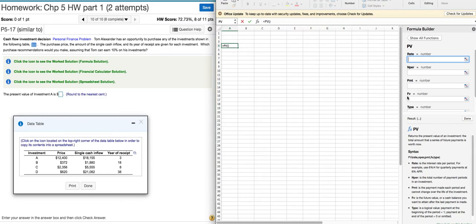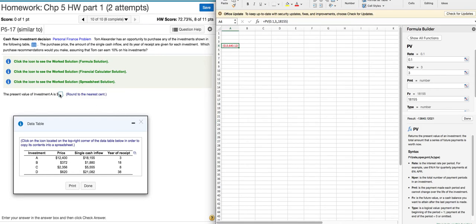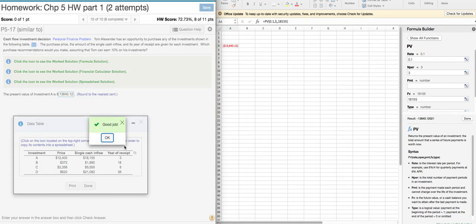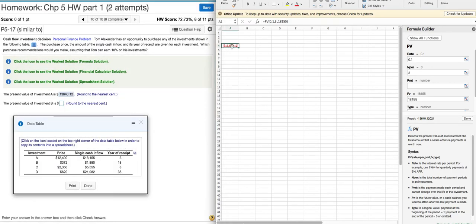Investment A has a cash inflow of $18,155, and that is at the end of 3 years. And notice that we're using a discount rate or opportunity cost of 10% for each alternative, which is given in the problem. So for alternative A, that present value is $13,640 and 12 cents. Again, for simplicity, I'm just going to copy that formula down a few cells, and then we'll adjust the figures for the other alternatives.